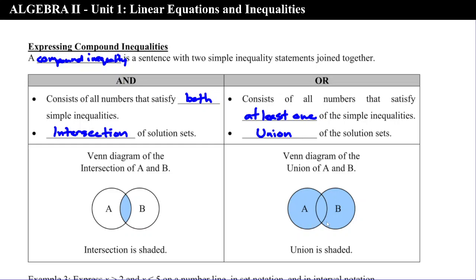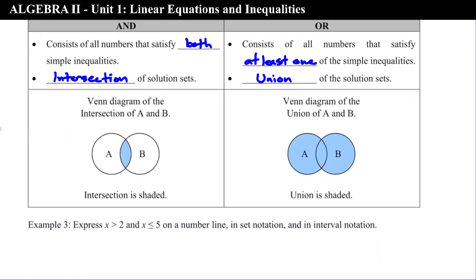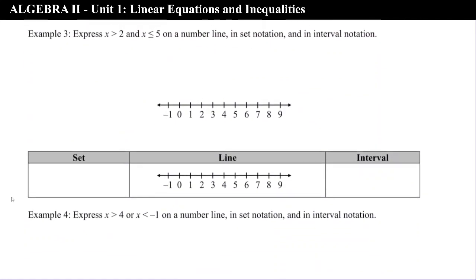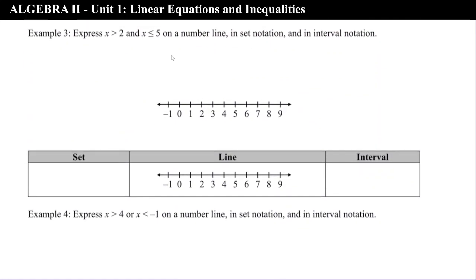And here we have a Venn diagram again showing the solutions for inequality A, the solutions for inequality B, and we would include everything. Whether it's shared or not, everything would be included in your solution. So let's do a few examples to kind of get this under our belt.